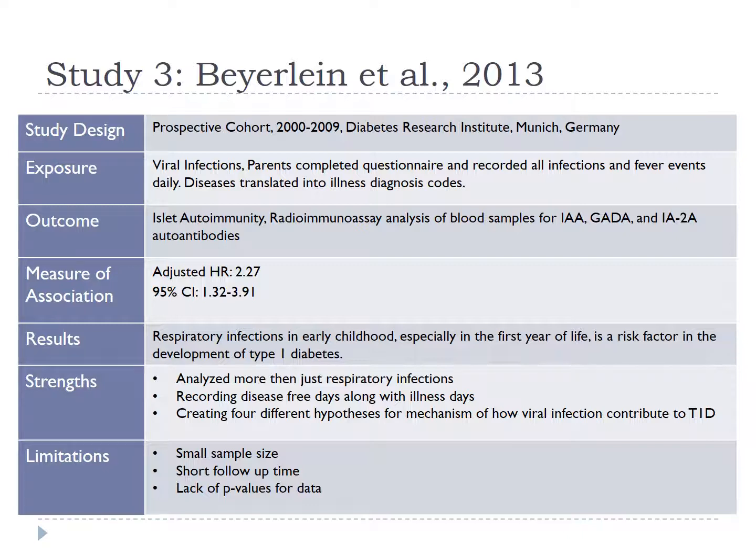The limitations that they had were in their small sample size of only 148 participants. They also only followed up the children for a total of 3 years, and this might not have been enough time to see seroconversion. They also did not report p-values for a lot of their data, and that does not make this study very reliable.